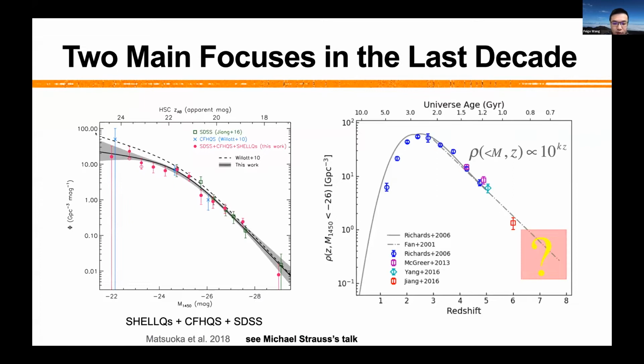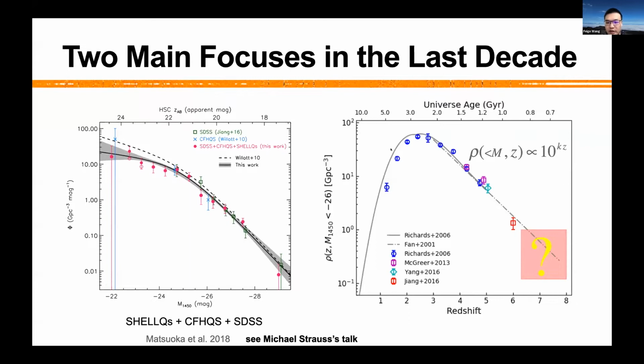I believe Michael talked about this yesterday, but here you can see the latest luminosity function measurement, combining all the faint quasars and the bright quasars we have known in the past.